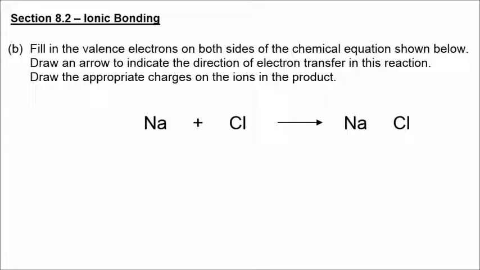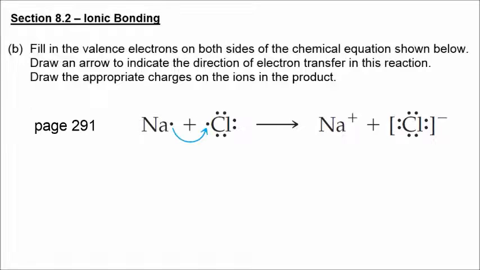Part B is asking you to draw an arrow to indicate the direction of electron transfer, and we have to fill in the valence electrons on both sides. So sodium should have a single valence electron. Chlorine, the atom, should have 7 valence electrons. Sodium gives up its electron to chlorine to produce the sodium cation and the chloride anion. And again, you'll see this diagram of electron transfer on page 291.